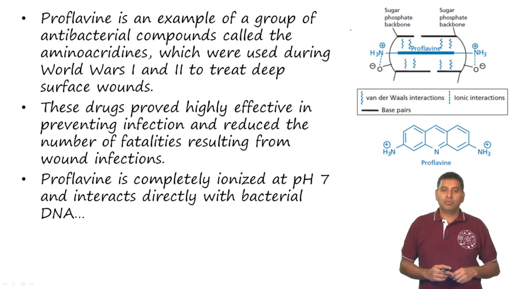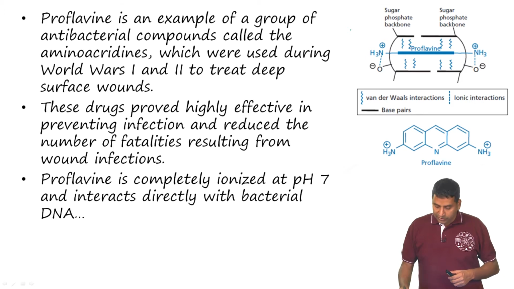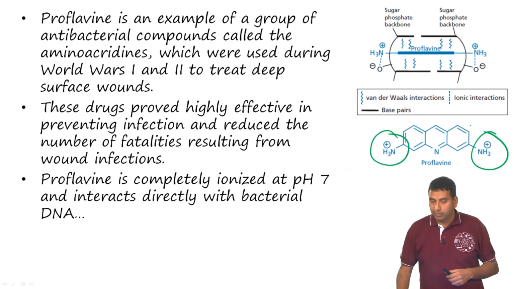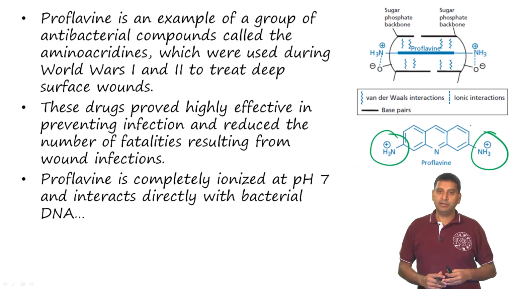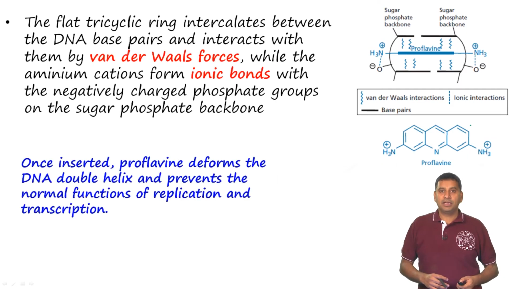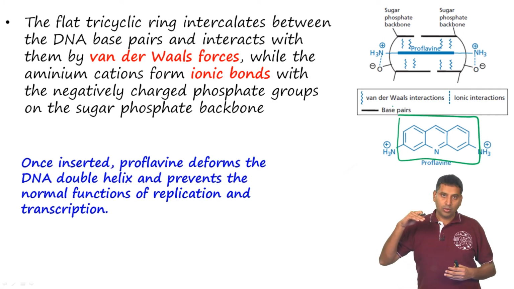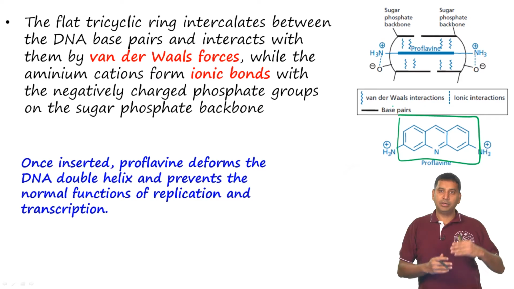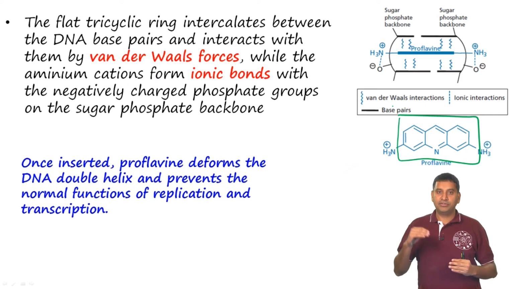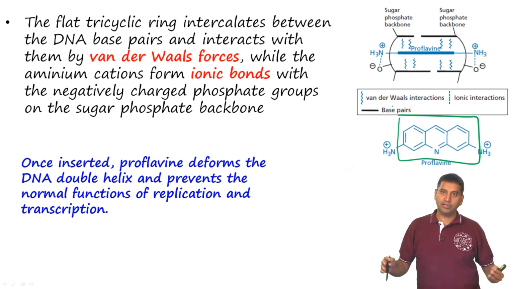Right. So, Proflavine, as you can see, is completely ionized at pH 7. It has an amine, and so the amine can pick up a proton and form an ammonium salt, and therefore, it is completely ionized. And because it has a flat tricyclic ring as shown here, it can go in between two base pairs, and once it inserts, again as we looked at earlier, it will form stable van der Waals interactions as well as ionic interactions.